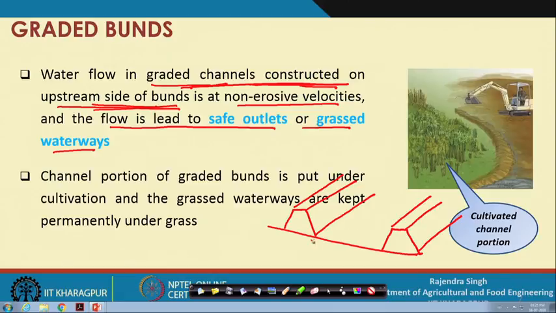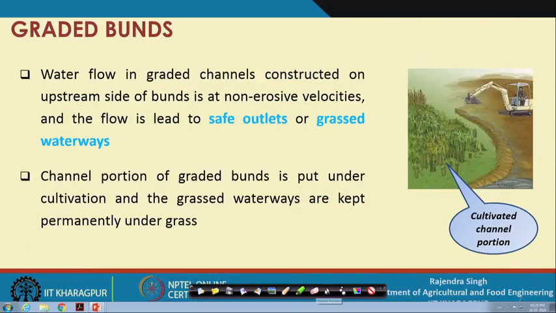So, if this is the upstream side of the bund, in this case it will be here, because the slope is in this direction, we are saying slope is in this direction. So, water will flow. That simply means by the side of this bund itself we construct this channel. Just the channel is constructed here and the grade is provided there, and the remainder of the area is left as it is. So, that is also a possibility.